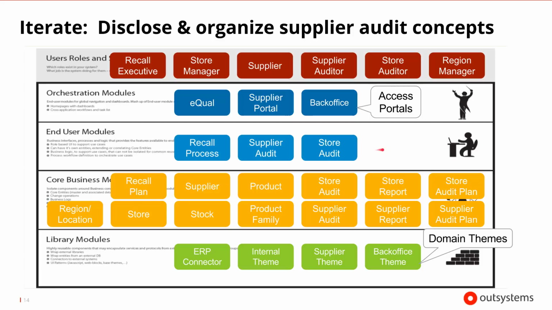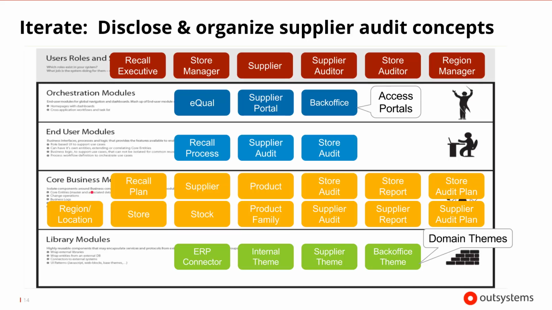Having disclosed and organized everything that we've seen, the last step would be to assemble. Now, when we look at the roles and the things in the orchestration and end users, there aren't really any similar things that we could go ahead and put together. But on the core business layer and sometimes in the library layer, we may find similar types of things that we could begin assembling and grouping together. So let's go ahead and think about that for a second.